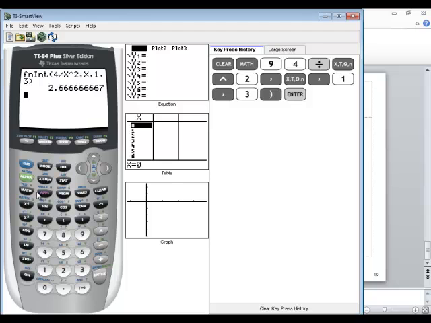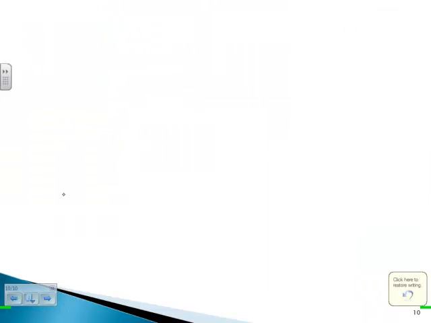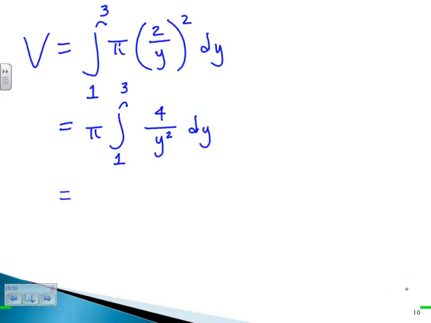And then we will change this decimal to a fraction by going back to the math menu and choosing the first option, which converts this decimal to a fraction. And so we have 8/3. But now remember, we're going to have to take this answer and multiply it by pi. And so the calculator gave us the answer, 8/3, which we are going to multiply by pi to get a final answer of 8/3 pi, or 8 pi over 3.